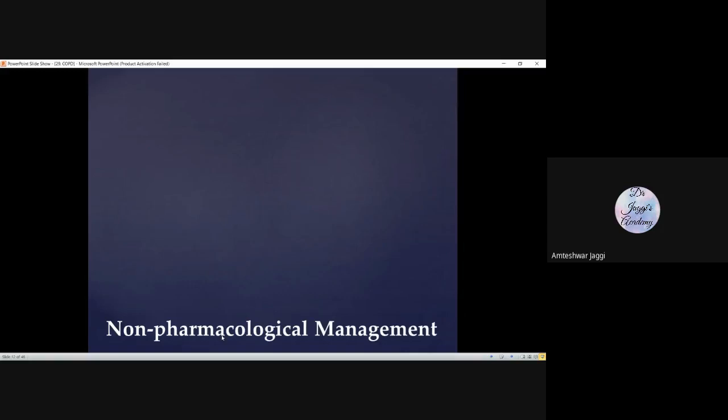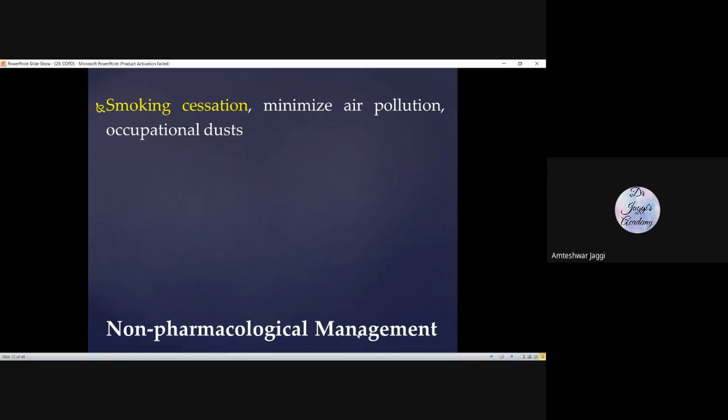Now, how can we control COPD non-pharmacologically? It is simple. You have to avoid the triggers. So obviously, what is the major trigger? Cigarette smoking. This is the major thing. You have to reduce air pollution and minimize occupational dust. But obviously, smoking is the major thing, along with anything which is interfering with the lung function.